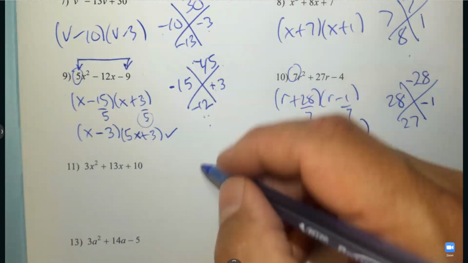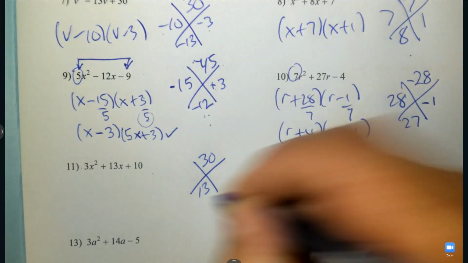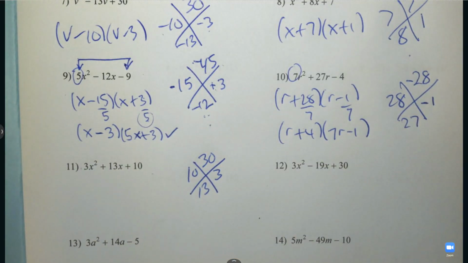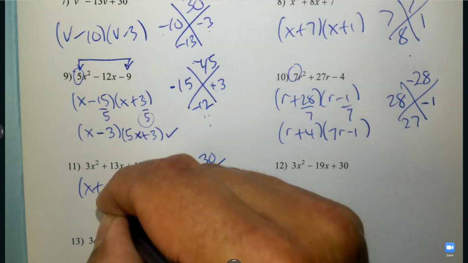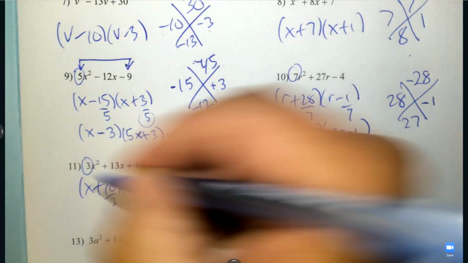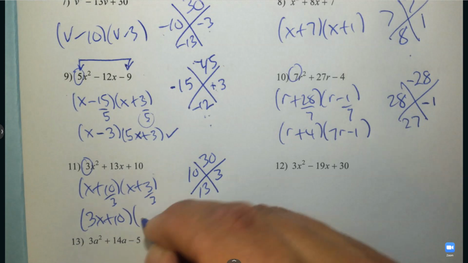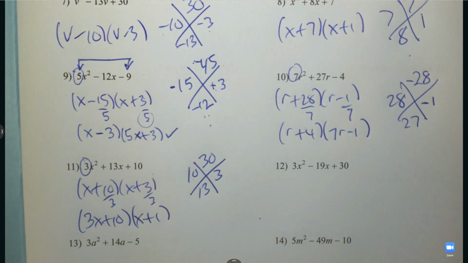Number 11. You're going to be a pro at this. 3 times 10 and 13. So the two numbers that fit are 10 and 3. Again, you can always press pause, right? Try it first. So I have 10 and 3, and then I'm going to divide by 3, that leading number, and then I'm going to slide. So it's in lowest terms, so I slide. 3 divided by 3 is 1, and I have my answer.